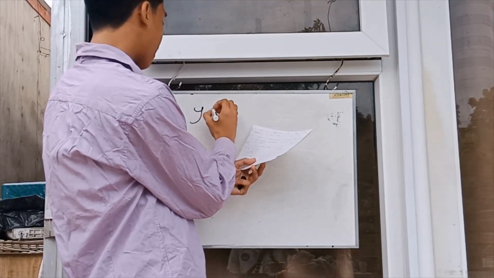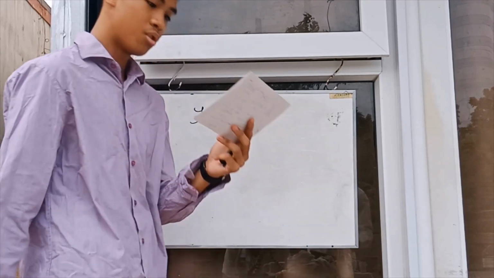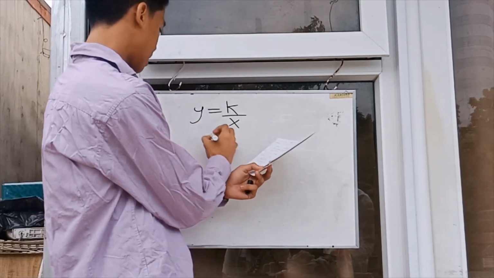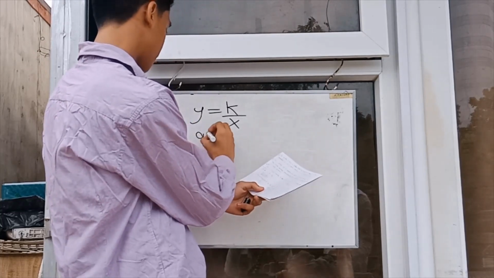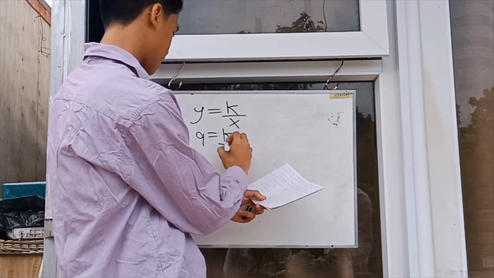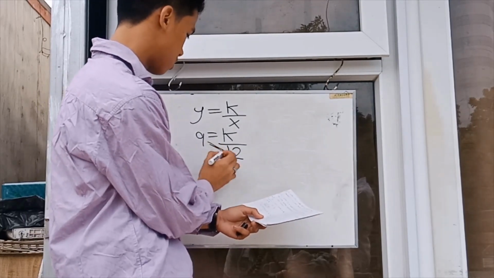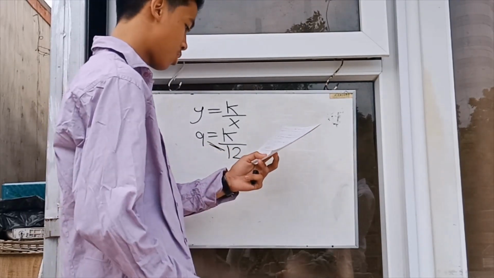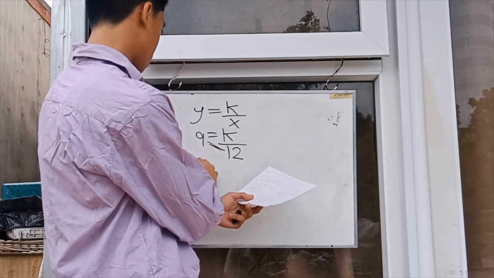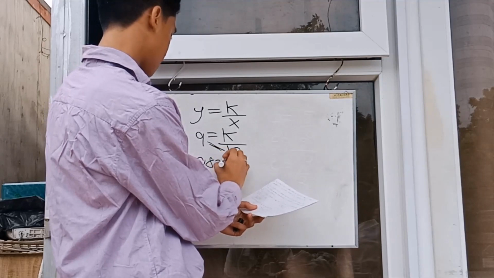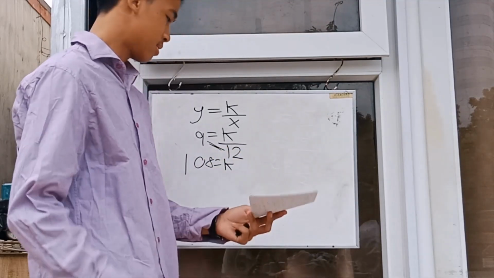Y varies inversely as x. So, x is equal to 12 and y is equal to 9. Multiply these two. So you will get 108. There you go. You found the value of k.